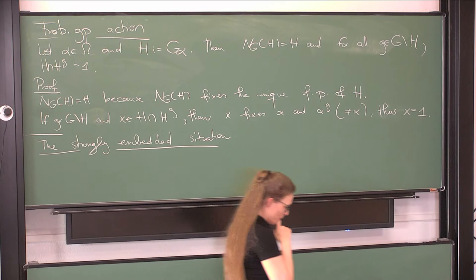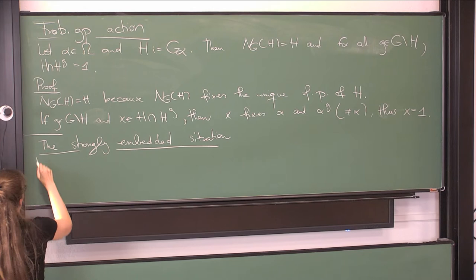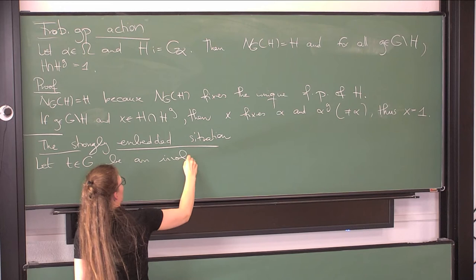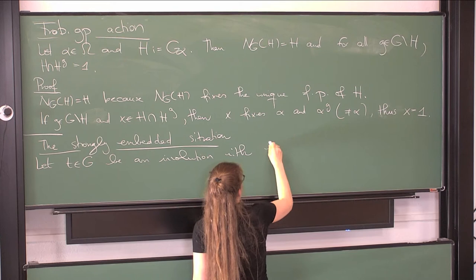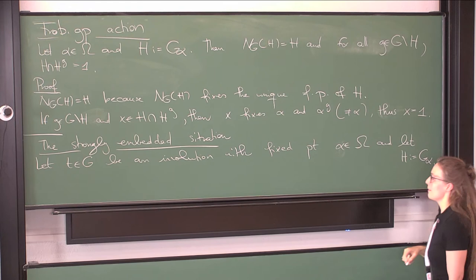So again, let H be a point stabilizer. Let's start with an involution and take its unique fixed point, and then take that point stabilizer. So T in G, an involution with unique fixed point alpha, and let H be the point stabilizer, then we know many things.